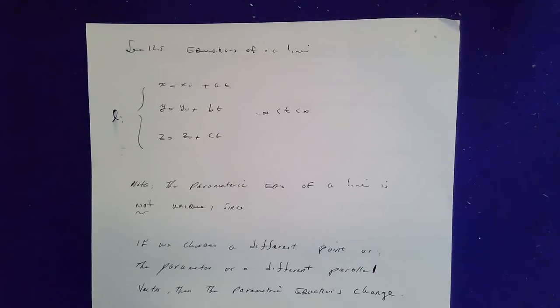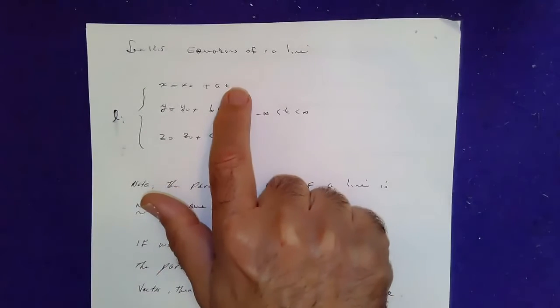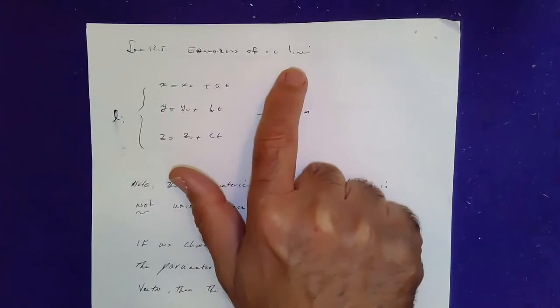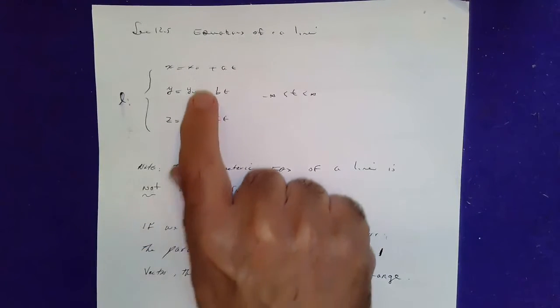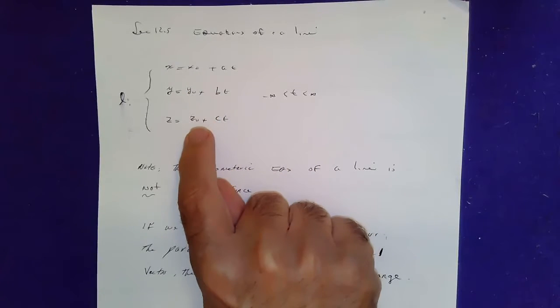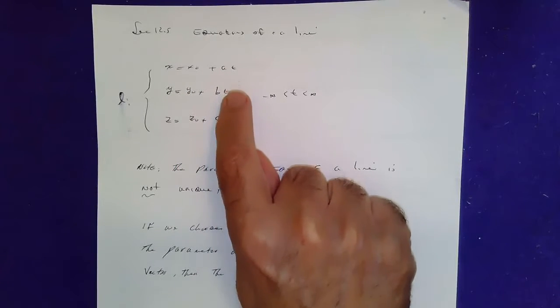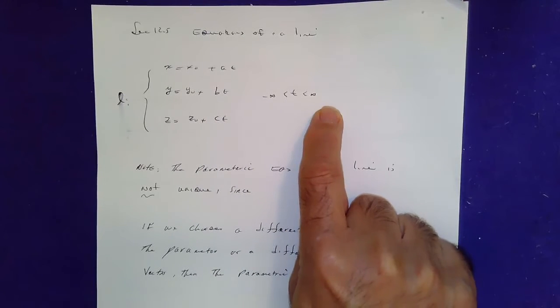Section 12.5, Part 2, Equations of a Plane. But before we get to equations of a plane, I just want to make one more comment about the previous video, equations of a line. Remember, these were the parametric equations of a line, which shows it goes through the point x0, y0, z0, and it's parallel to the vector ABC, and t goes from negative infinity to infinity.